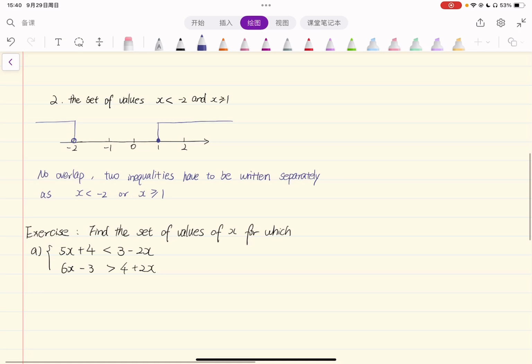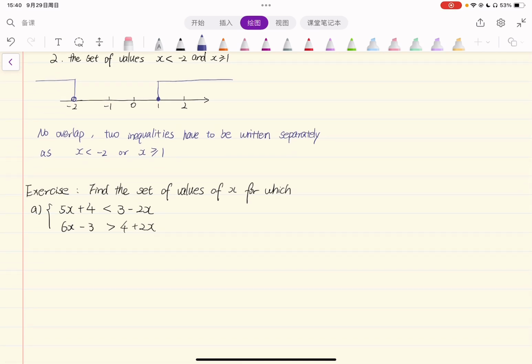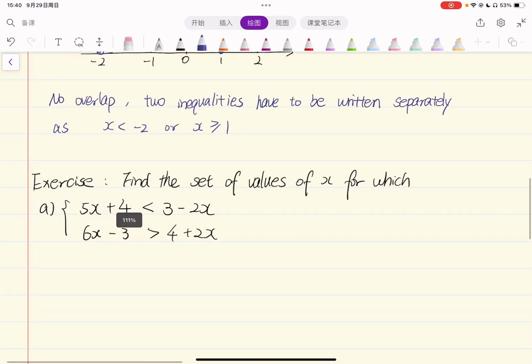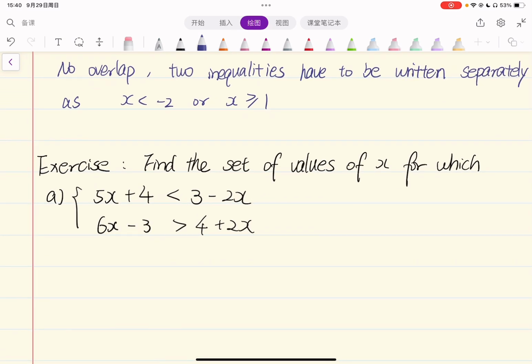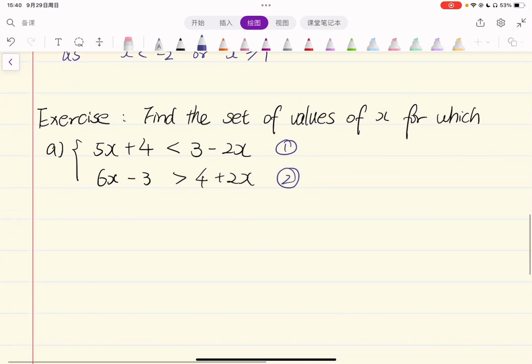Now let's do some exercises. For the first question, you need to find the set of values of x for which the first inequality, 5x plus 4 greater than 3 minus 2x, holds, and the second inequality, 6x minus 3 greater than 4 plus 2x, holds. So let's first solve the first inequality: 5x plus 4 greater than 3 minus 2x.